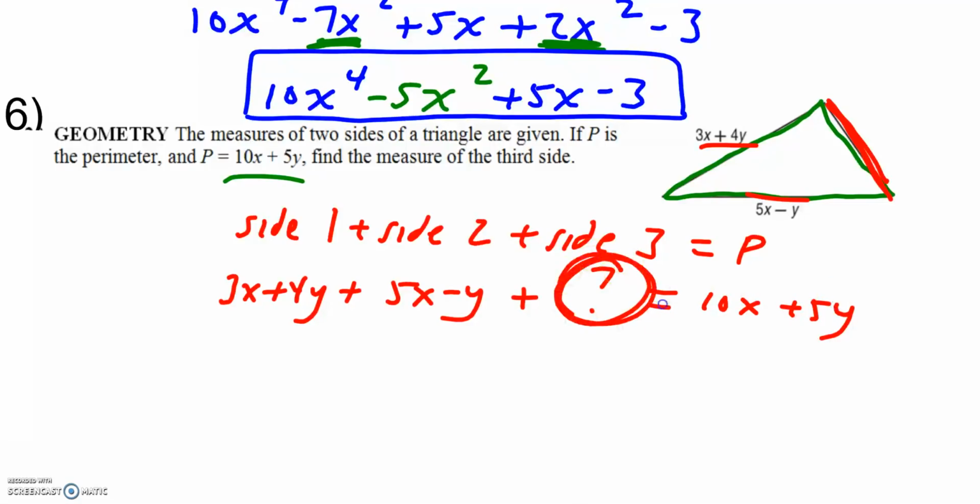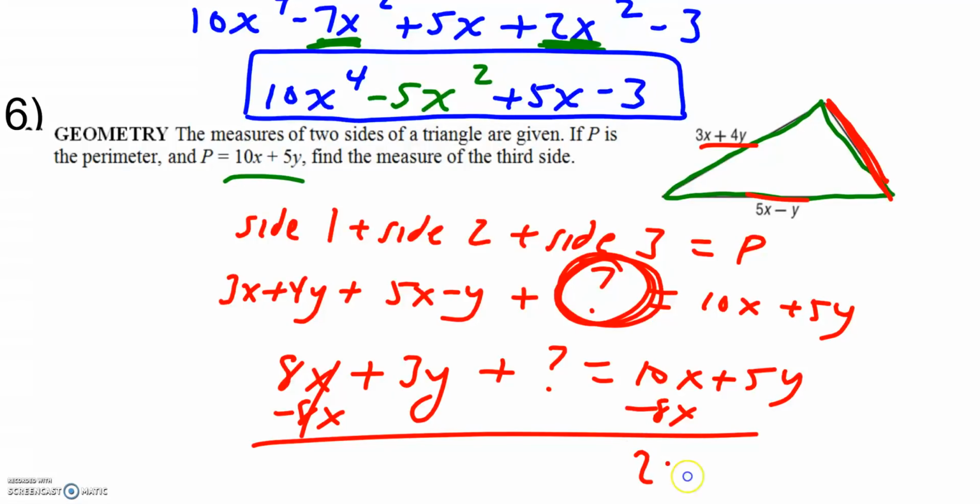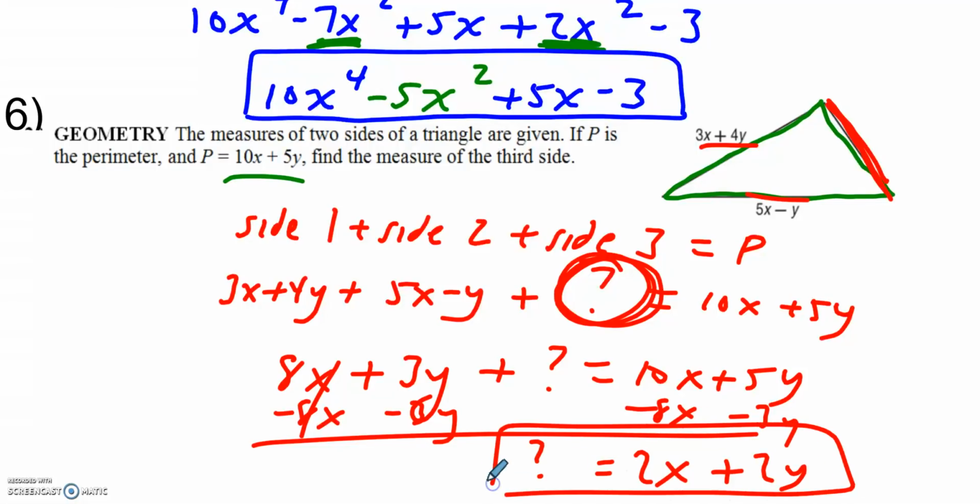So if we wanted to figure out what this unknown was, what we'd have to do is subtract both of these over to the other side. So if I combined these, I would get 8x plus 3y over here plus I don't know equals 10x plus 5y. So if I subtracted the 8x to the other side, I would get 2x, and if I subtracted 3y to the other side, I would get 2y. So my unknown side is 2x plus 2y. So that's a little bit of a geometry connection. So I thought, why not? Because it's a polynomial, introduce it now.